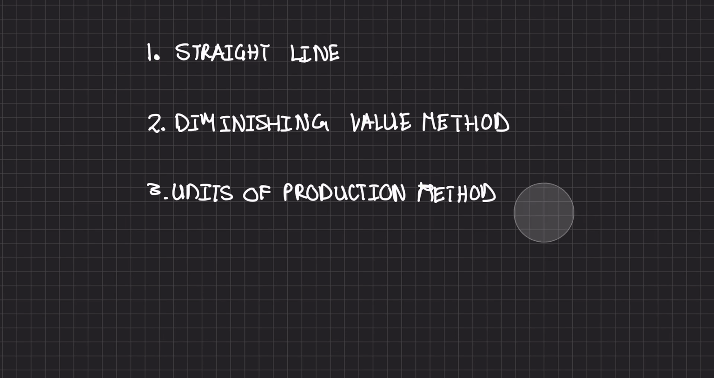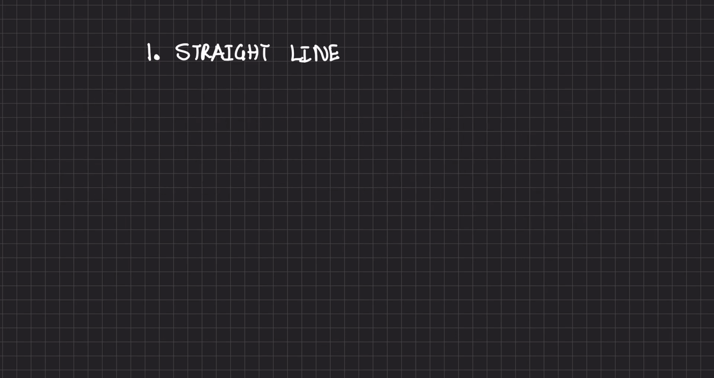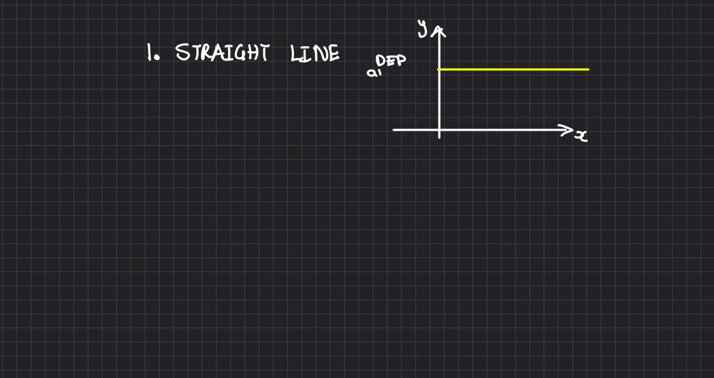So the first method, the straight line method, is a linear way of looking at depreciation. If I were to draw it as a graph, with my y and my x, the y would be the depreciation amount, I'm just going to abbreviate it as dep amount, and the x would be the amount of time. As you can see, over time, depreciation stays constant.